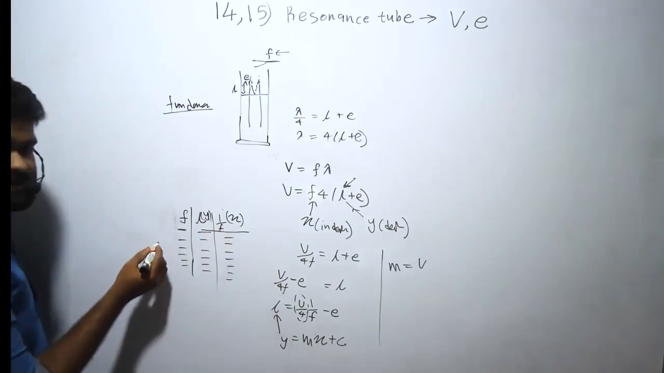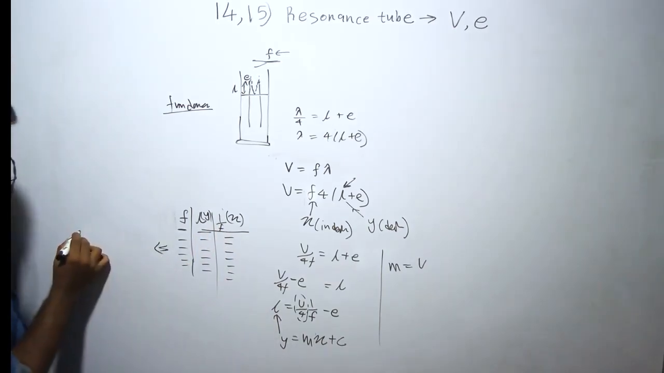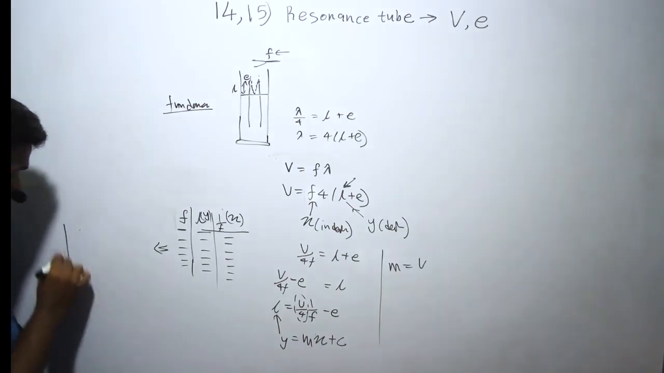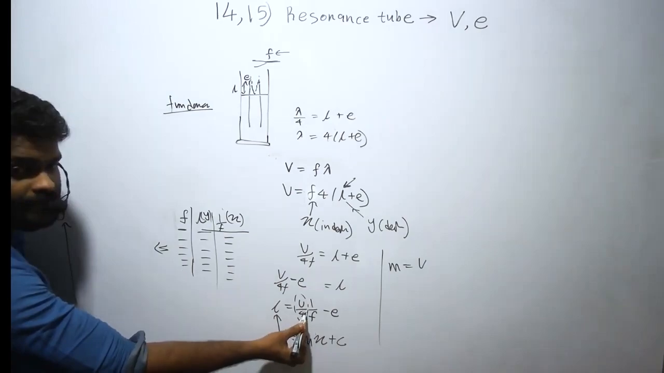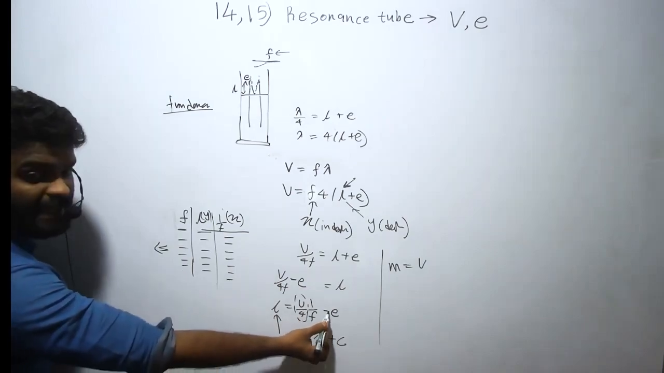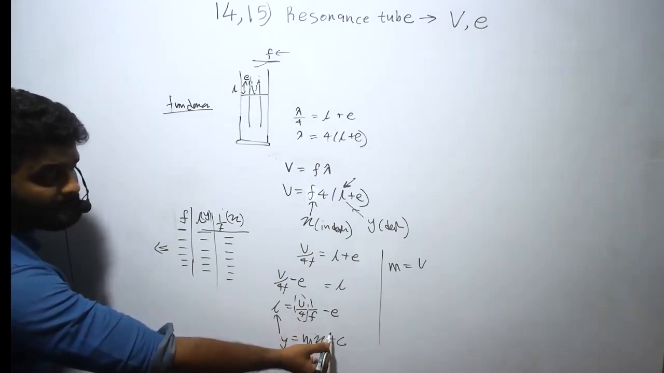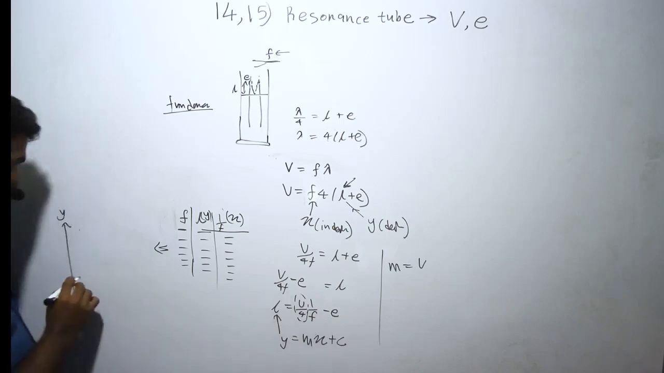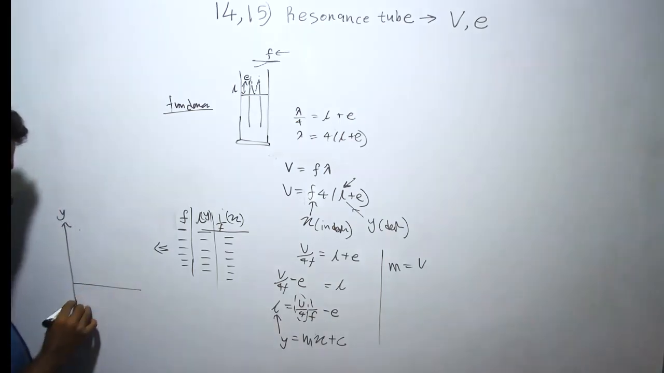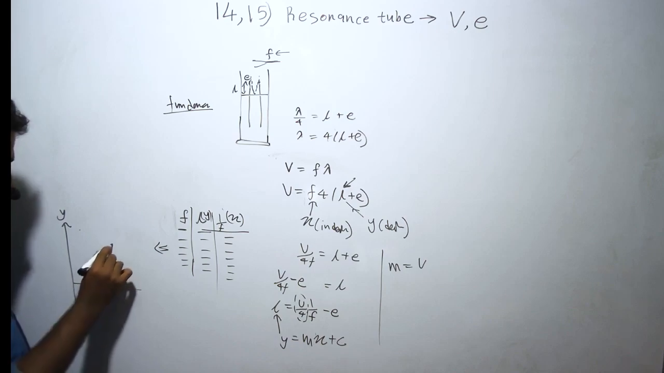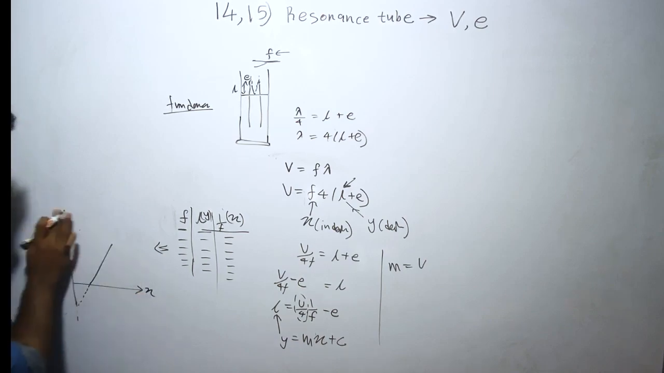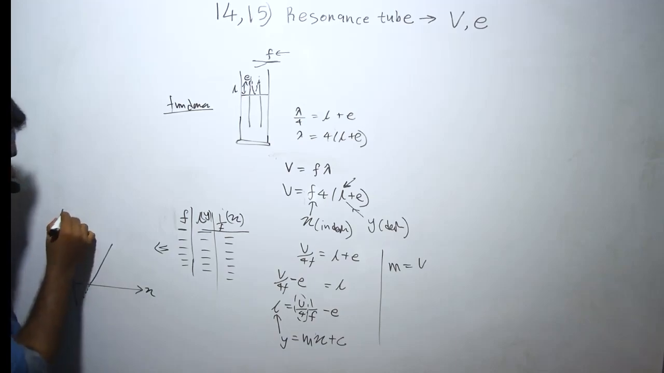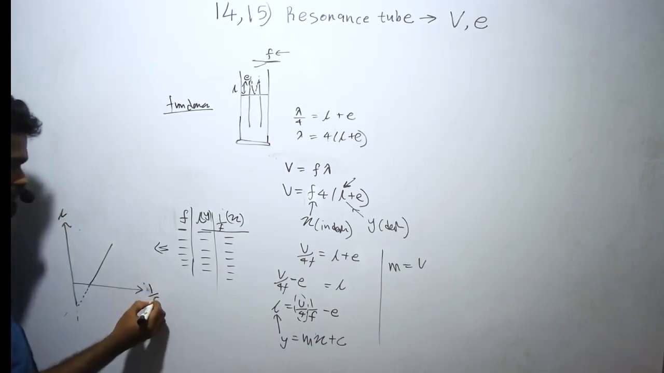So if you get a shape like this, the graph should have a positive gradient, right? This is a positive gradient and a negative intercept. So negative intercept like that and positive gradient. The graph would be like this. For the y-axis it is L, for the x-axis it is 1 over f.